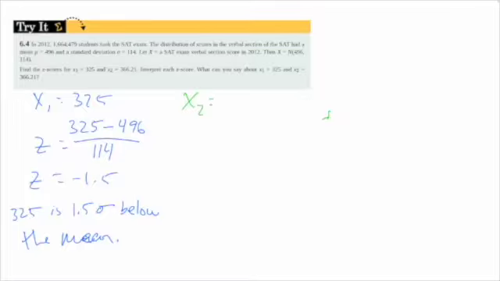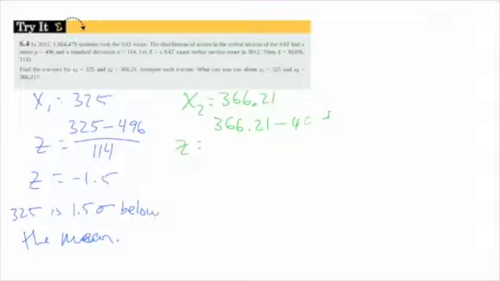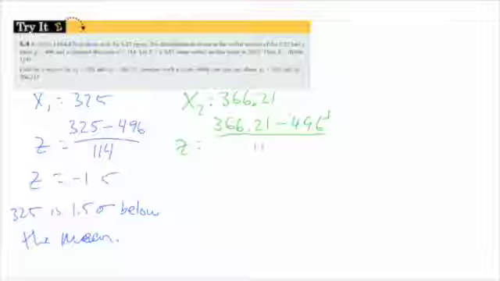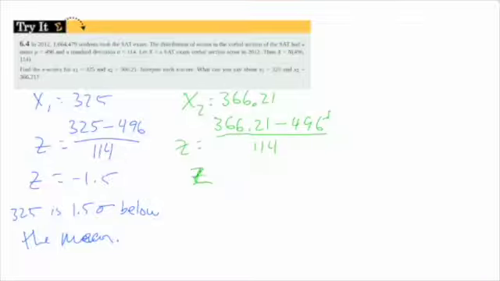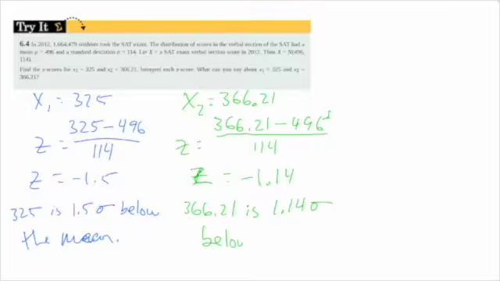The second value that it wants us to do this with is a score of 366.21. Again, to find the z-score, we take the data value minus the mean, divided by the standard deviation. So we get a z-score of negative 1.14. So 366.21 is 1.14 standard deviations below the mean.